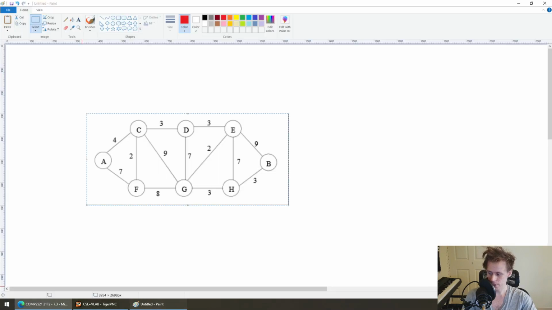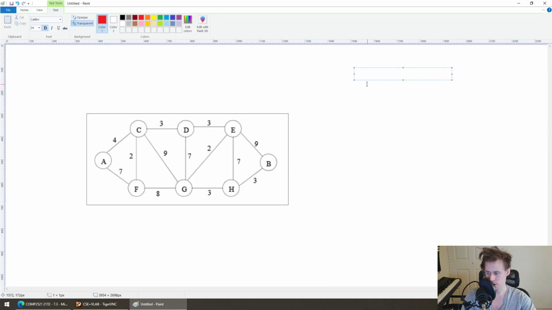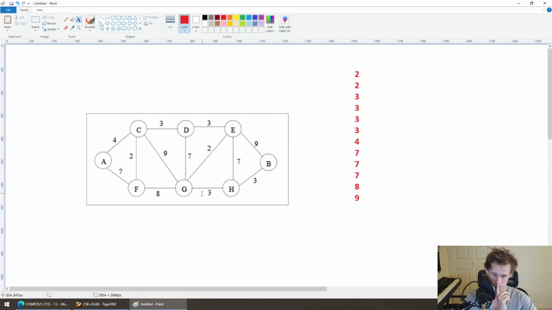Then what you do is you go and get all the edge weights here and put them in order. If you look at all these edge weights, we have a 2, a 2, a 3, a 3, a 3, a 3, a 4, a 7, 7, 7, an 8, a 9. I think that's right: 1, 2, 3, 4, 5, 6, 7, 8, 9, 10, 11, 12. Oh god, I've missed one. But you get the gist of this, right?